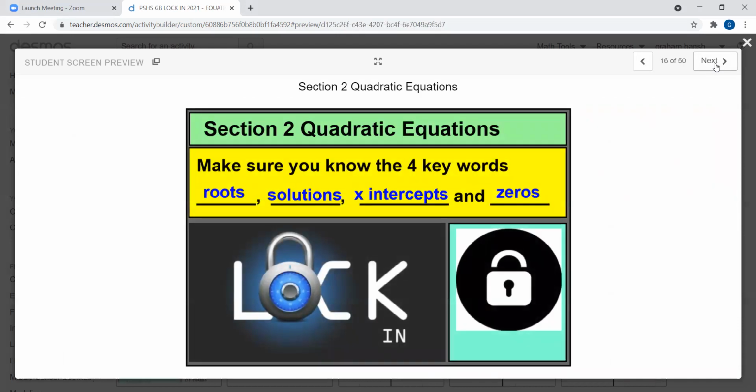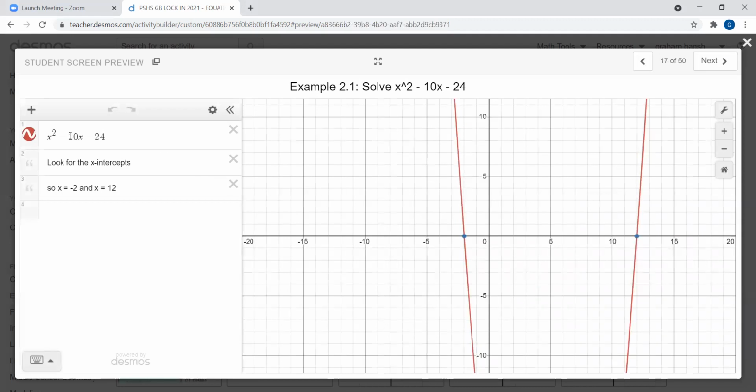All right, section 2 is on quadratic equations. Certainly make sure you know the words roots, solutions, x-intercepts, and zeros. They're all the same thing. So when we see a picture, that's exactly what we're going to look for. So solve x squared minus 10x minus 24. This is supposed to say equal to 0, really, but hey, we'll leave that right now.